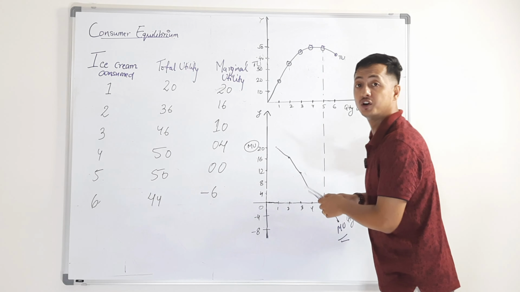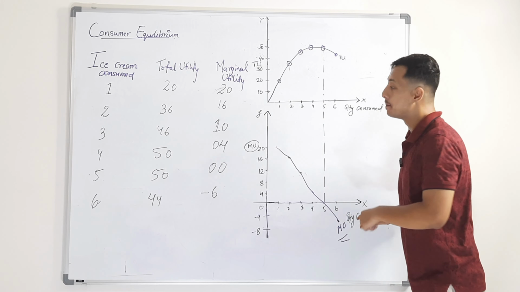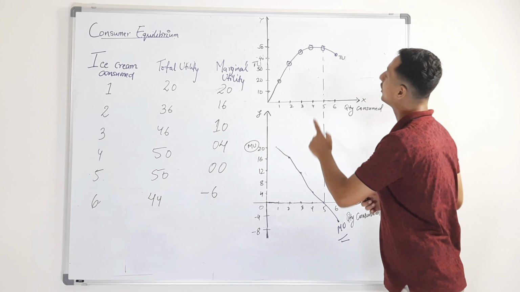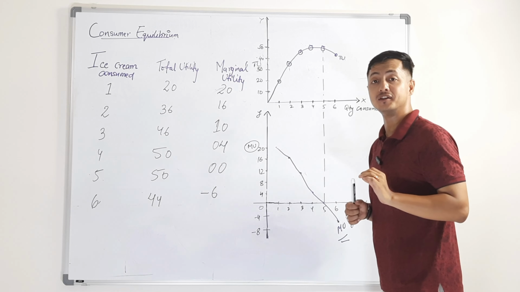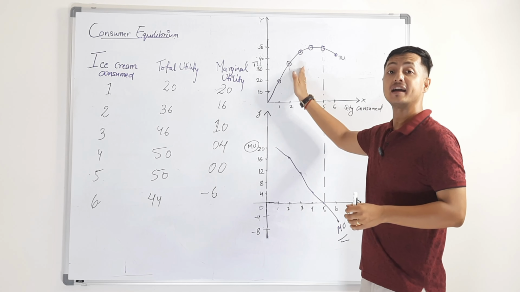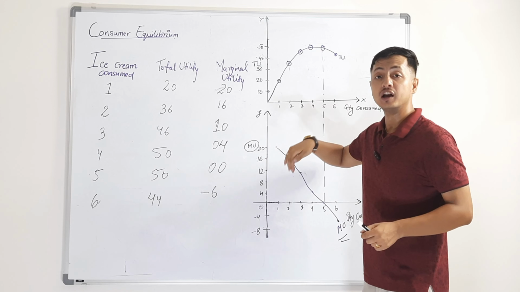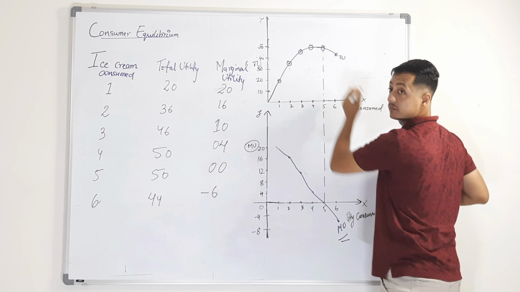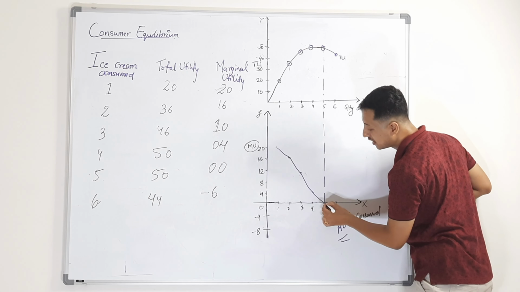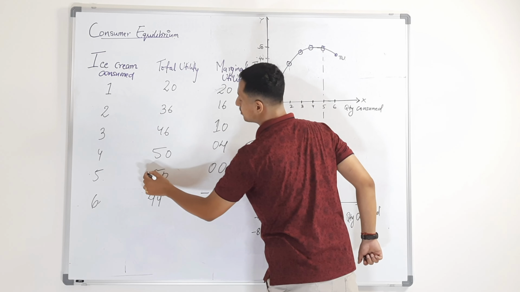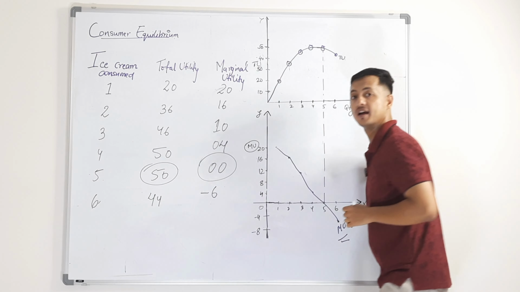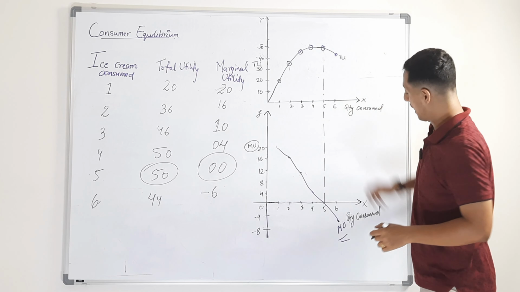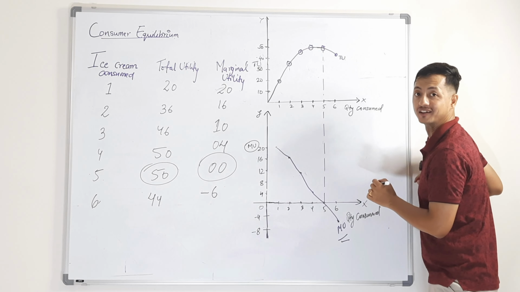So when total utility increases at a decreasing rate, at that point marginal utility is diminishing. So that will be the first point. When total utility increases at a decreasing rate, the marginal utility diminishes. When the total utility reaches maximum, marginal utility will be 0. And as the total utility starts diminishing, marginal utility becomes negative.